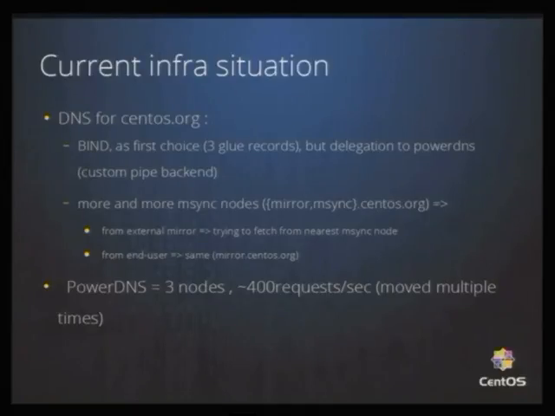Even if people are not really supposed to hit those machines a lot, because normally you just hit mirror list and you download the package from one of the external mirrors, some people are just using plain mirror.centos.org, and we have on average 400 requests per second for those DNS records.